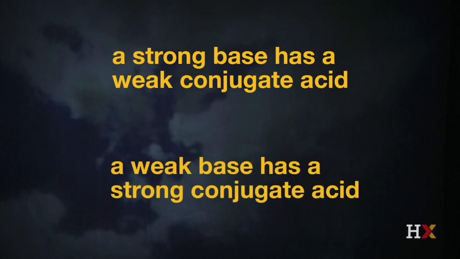So we finally point out that when we have conjugate acid-base pairs, we have the condition where a strong base has a weak conjugate acid, and a weak base has a strong conjugate acid.